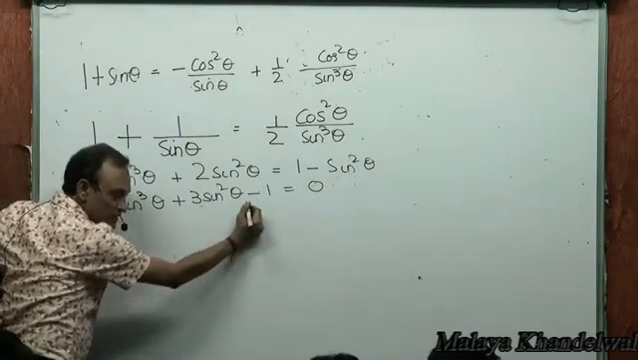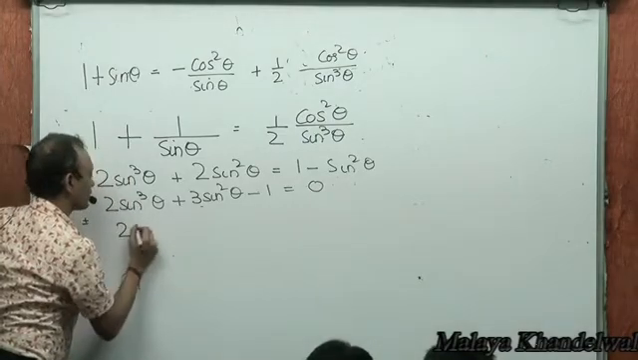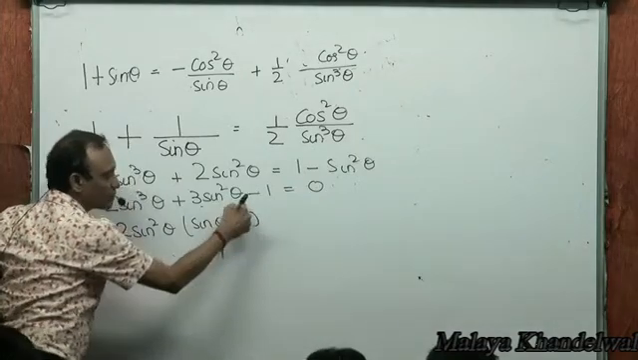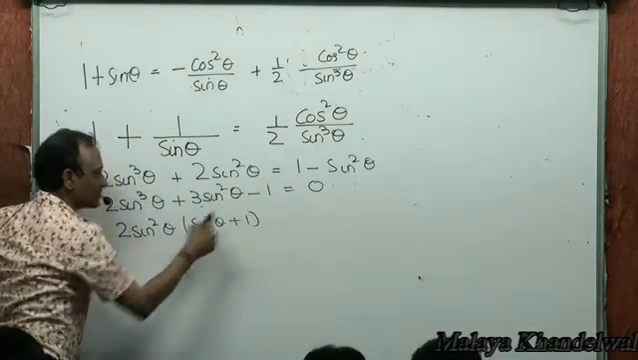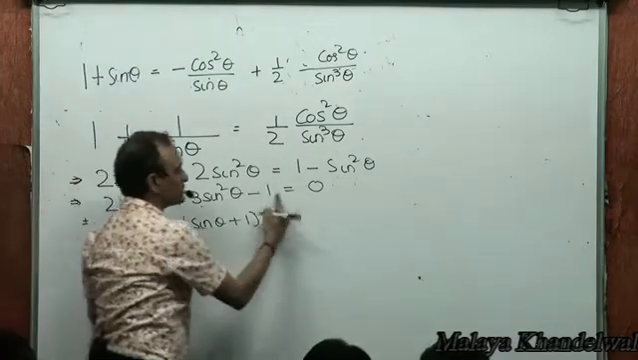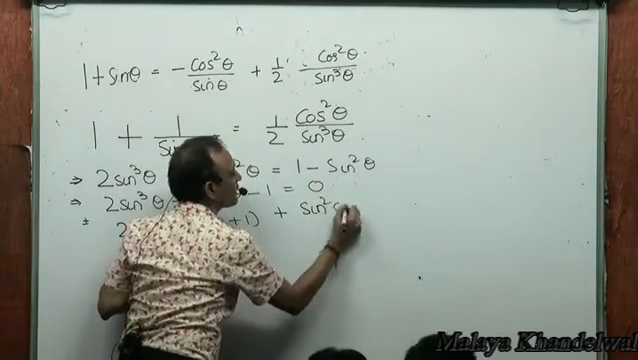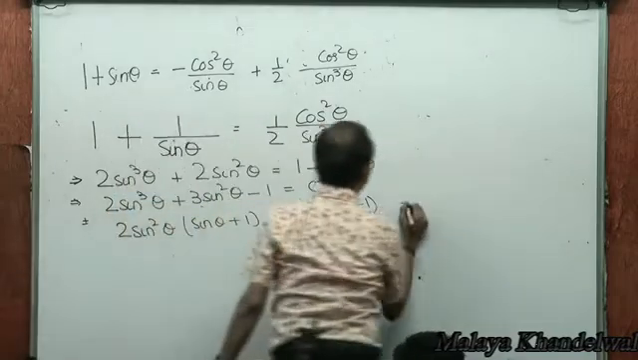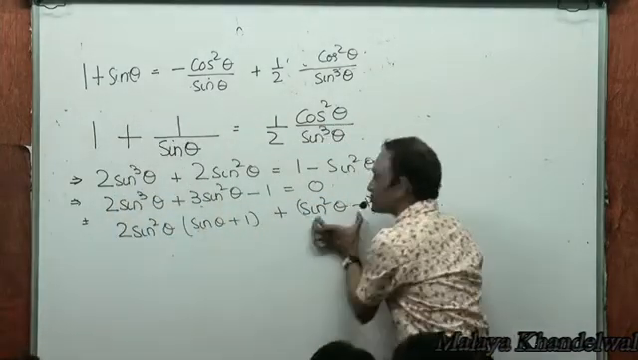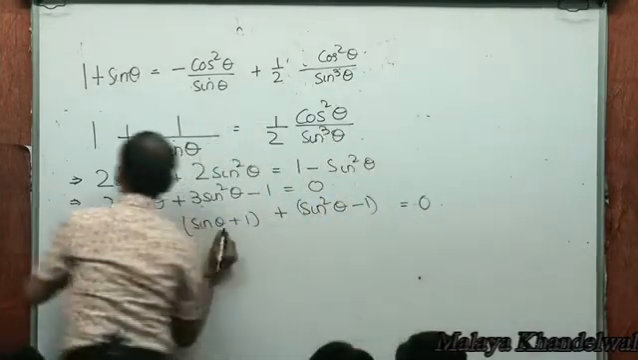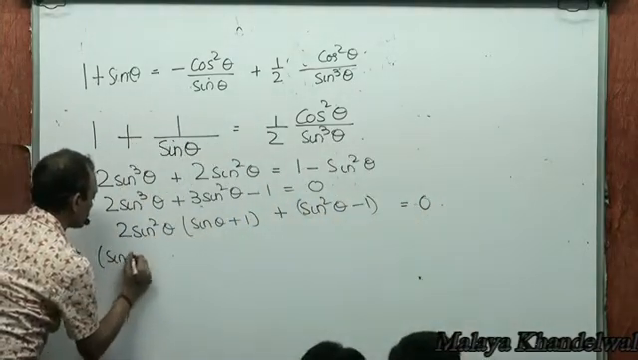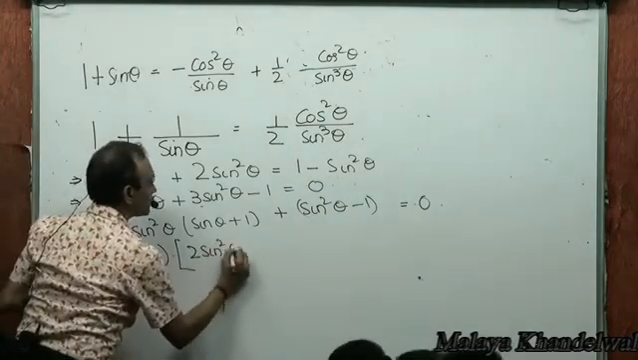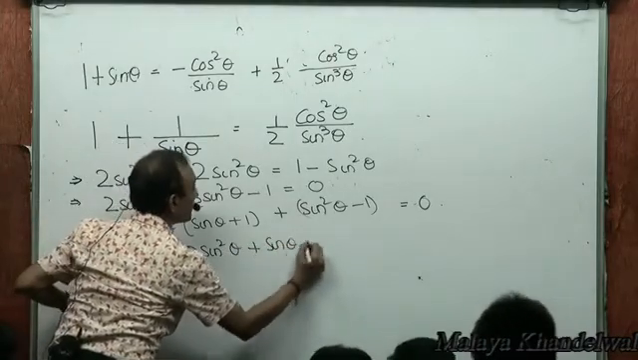Let me break this into 2 sin square theta plus sin square theta, right? Then 2 sin square theta into sin theta plus 1. This I wrote as 2 sin square theta plus sin square theta. So 2 sin square theta comes here, the other sin square theta will go there, so plus sin square theta minus 1. Yes or no? That's equal to 0 now. I feel a little happy because sin theta plus 1 is a common factor, right? And then inside the parenthesis, I have 2 sin square theta plus sin theta minus 1.